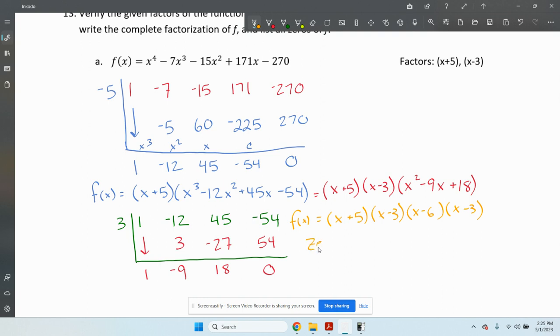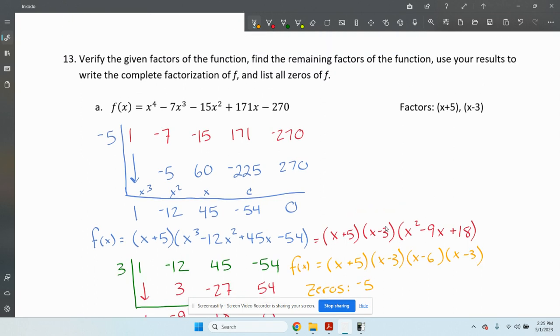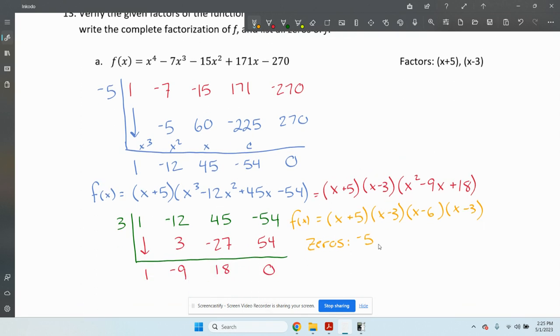My zeros are going to be -5, 3, 6, and 3 has a multiplicity of 2. So this comes in twice, so you only have to list the zero of 3 once. So that's our answer.